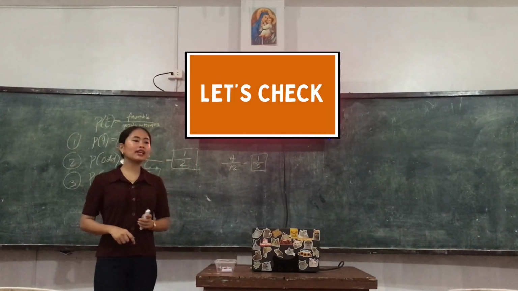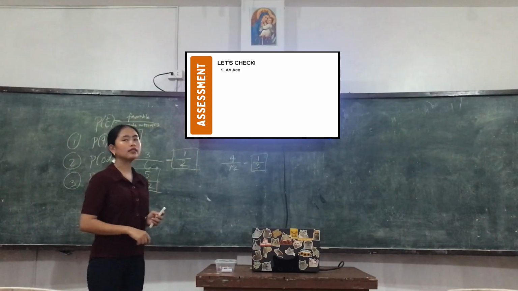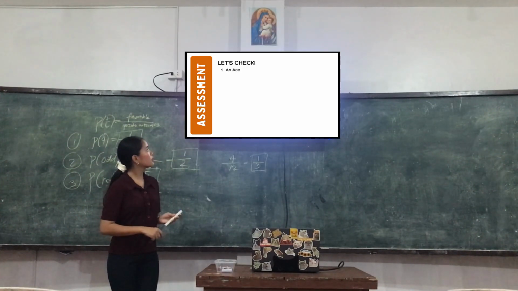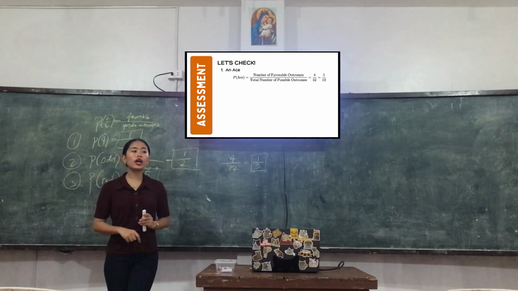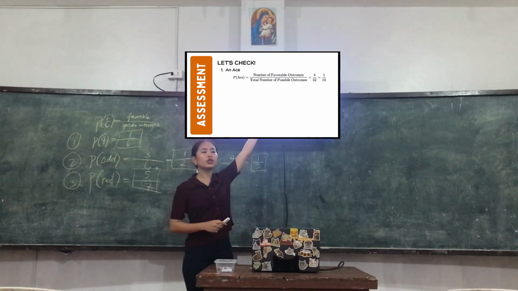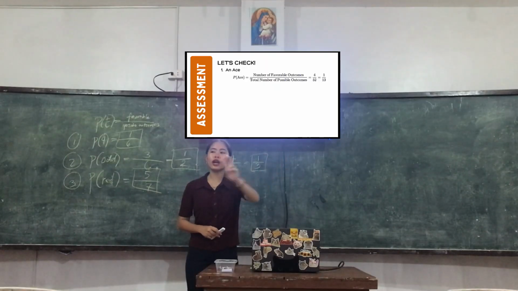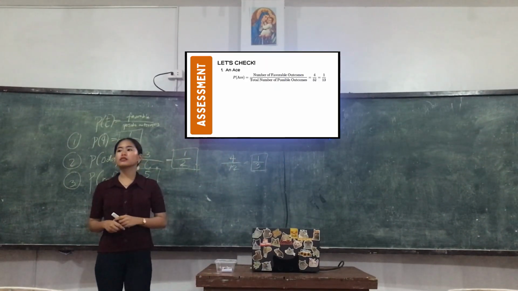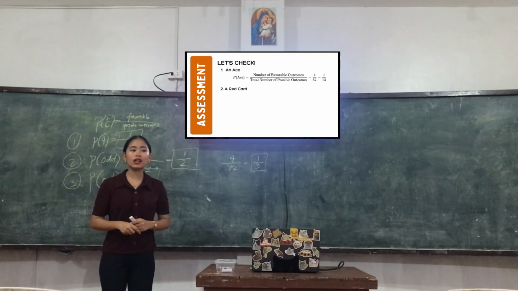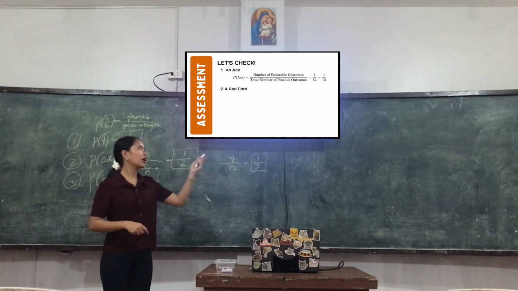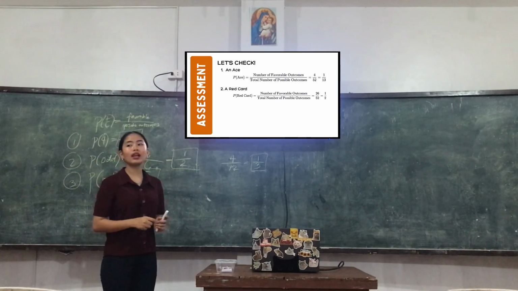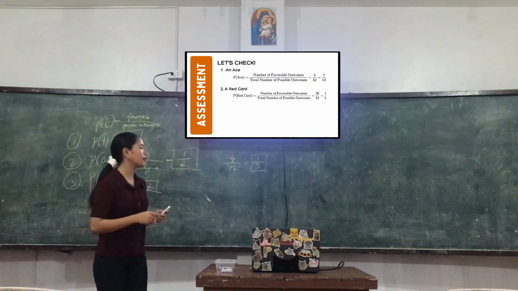Alright, let's check your answers. For number 1, what is the probability of getting an ace? Okay, so the answer is 1/13. So you check, 1 check for the formula, 2 checks for the final answer. Alright, next. The probability of getting a red card. What is the answer? Okay, the answer is 1/2. 1 check for the formula, 1 check for the final answer.